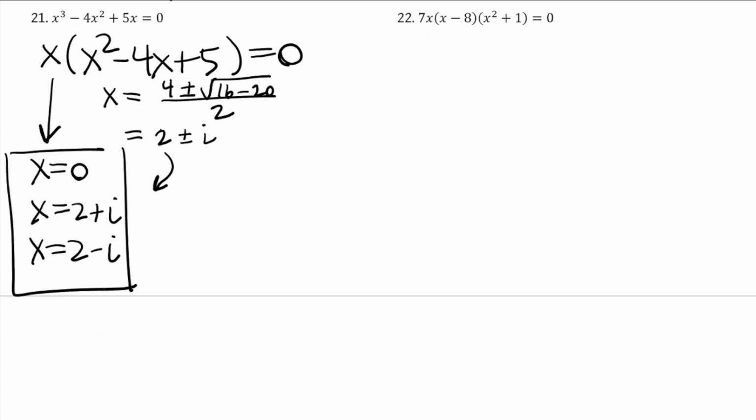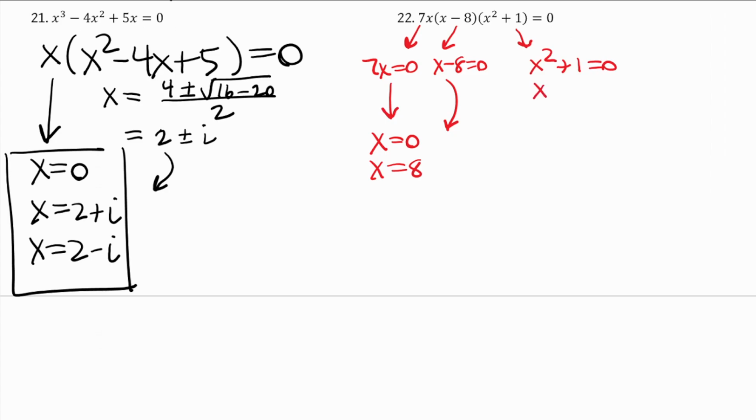And then this one kindly factored for me. So either 7x equals 0, and that'll be x equals 0. So I'll start my list here. Or maybe x minus 8 equals 0, and that will give me x equals 8. Or maybe x squared plus 1 equals 0. And that would mean x squared equals negative 1.